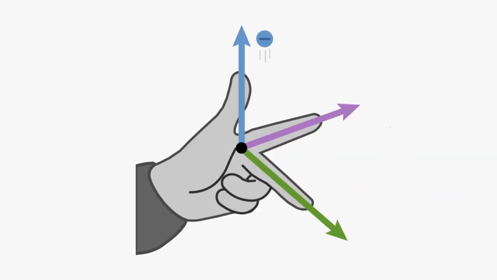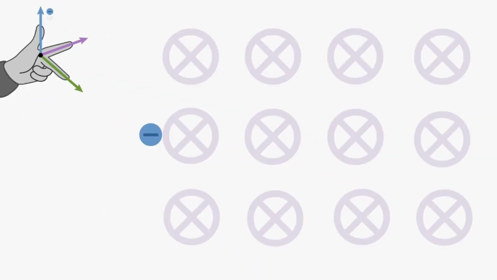Determine Lorentz force direction. Let's first learn how to determine in which direction the electron is deflected. For this, we use the so-called left-hand rule. The thumb points in the direction of the movement, i.e. to the right, the index finger points in the direction of the magnetic field, i.e. into the screen, and the middle finger points downwards in this case, indicating the direction of the Lorentz force. The electron is deflected downwards.